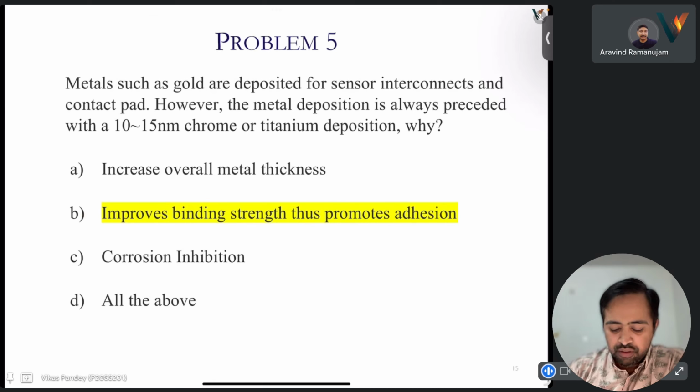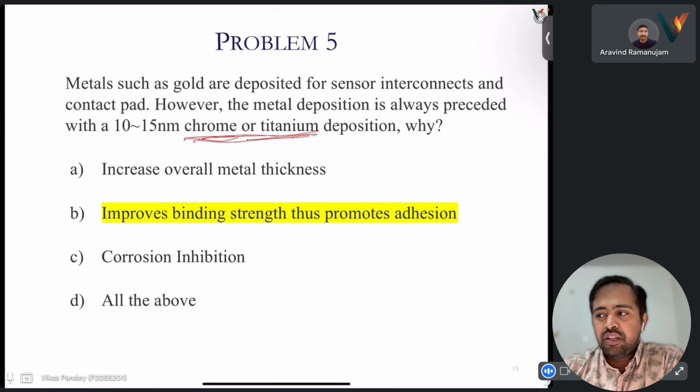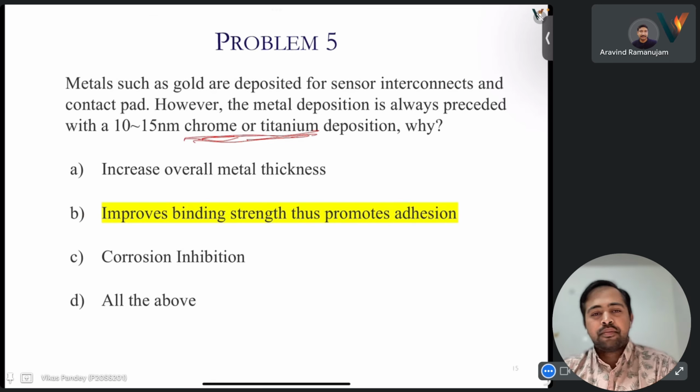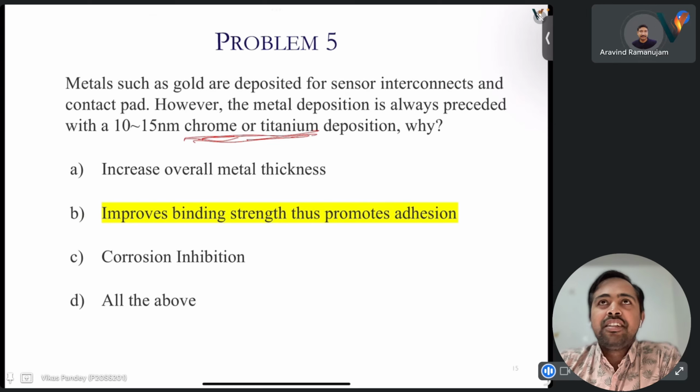Any other metal in your view, if chrome and titanium are not available with you, any other metal which you think can be used for adhesion? Or is it chrome and titanium only? No, sir, I don't know. Is there any other metal, sir? Silver, or something? Silver actually directly has good adhesion, and nickel is used.